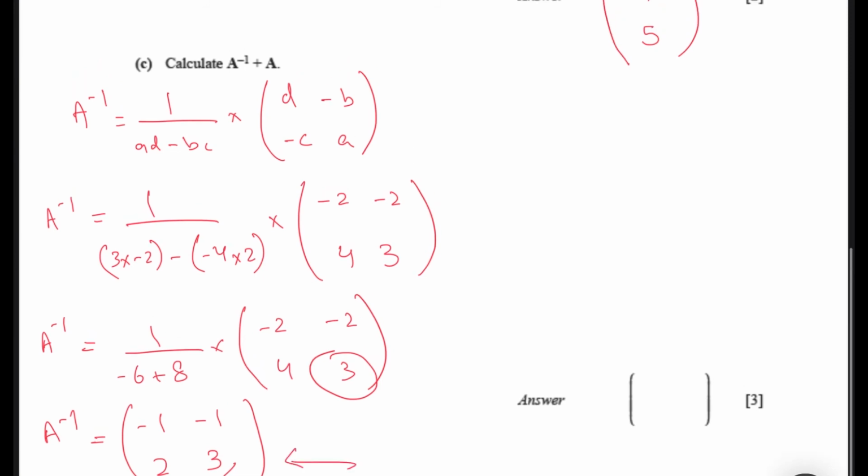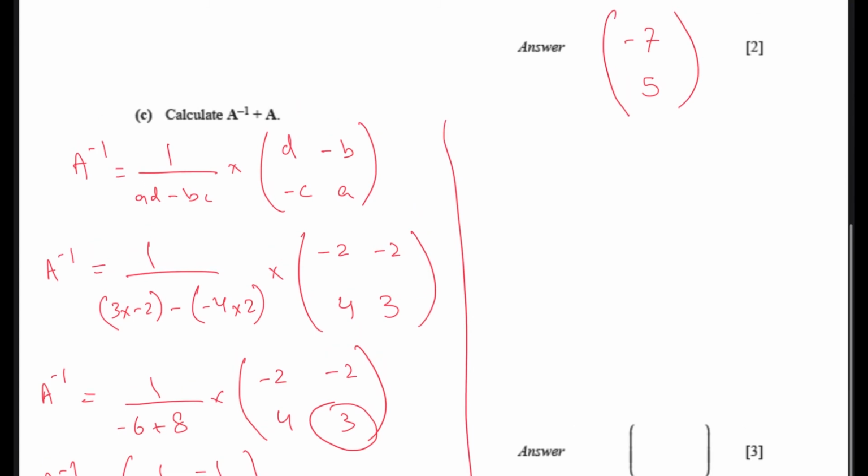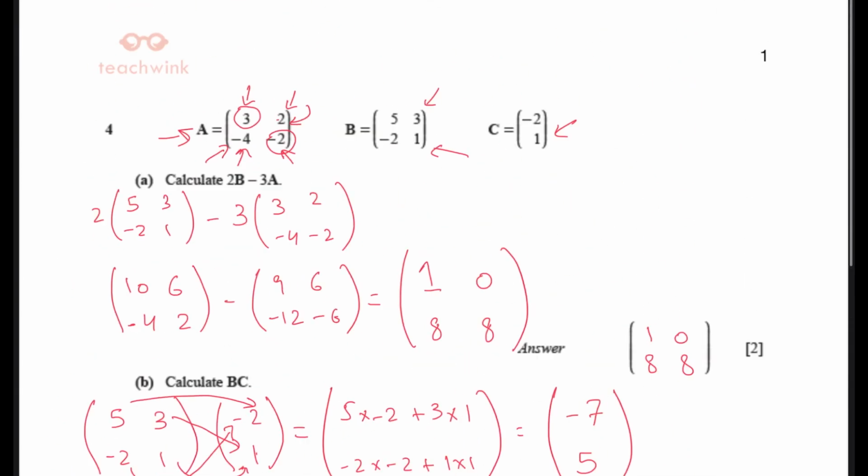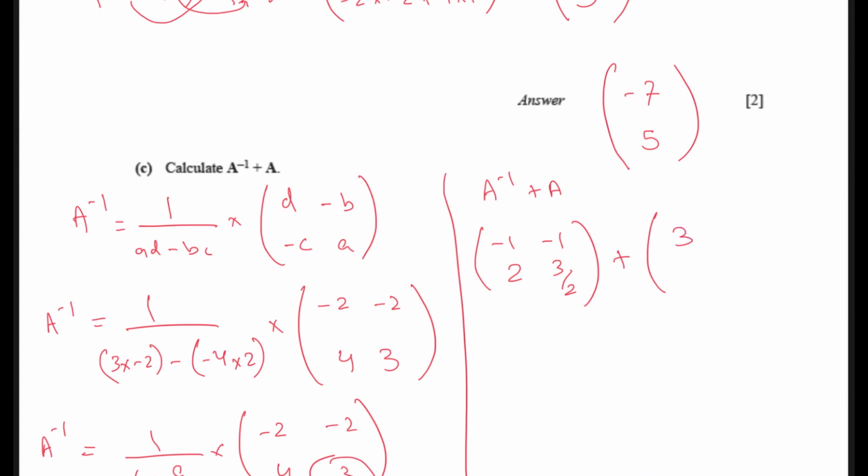Now this matrix is supposed to be added to A. So let's do that over here. So A inverse plus A means that you write negative 1, 2 and 3 over 2, which is the inverse of A, plus the matrix A, which was 3, 2, negative 4 and negative 2.